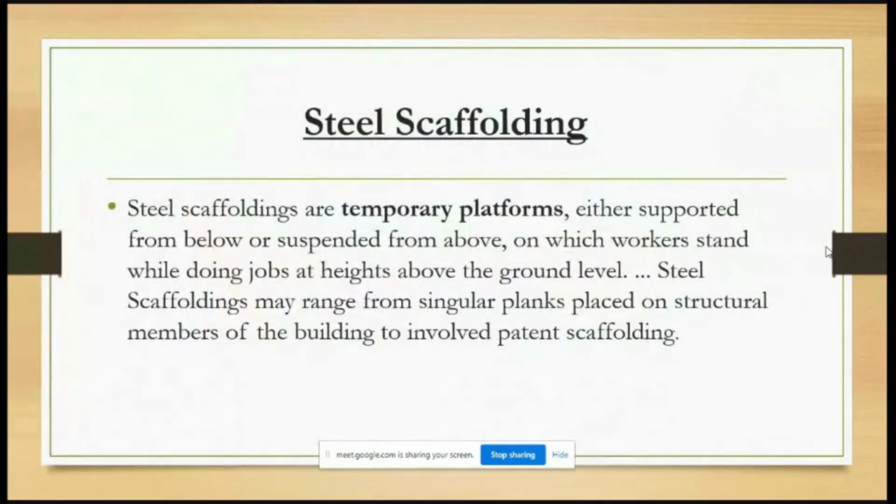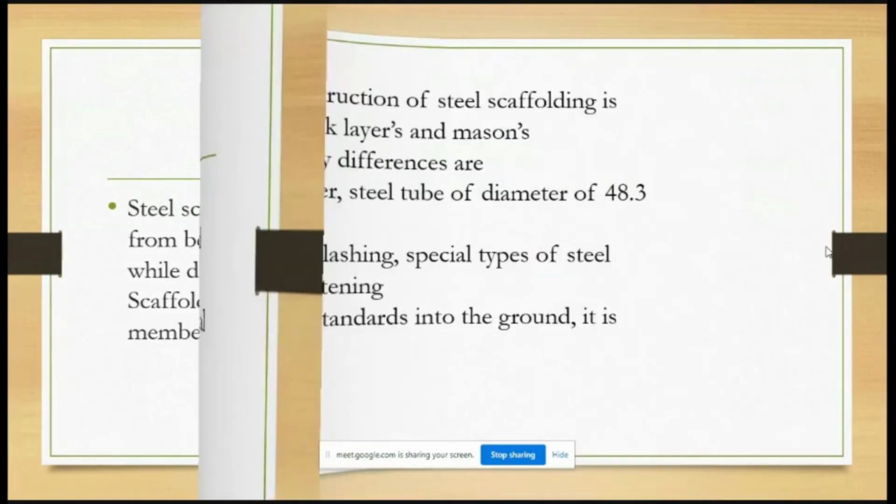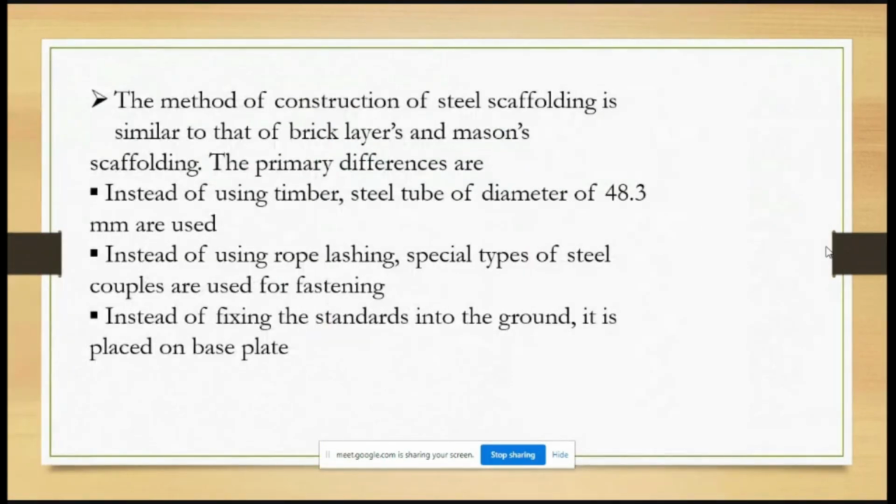Steel scaffolding. Steel scaffoldings are temporary platforms either supported from below or suspended from above, on which workers stand while doing jobs. At heights above the ground level, steel scaffoldings may range from singular planks placed on structural members of the buildings to involved patent scaffolding. The method of construction of steel scaffolding is similar to that of bricklayers and mason's scaffolding.